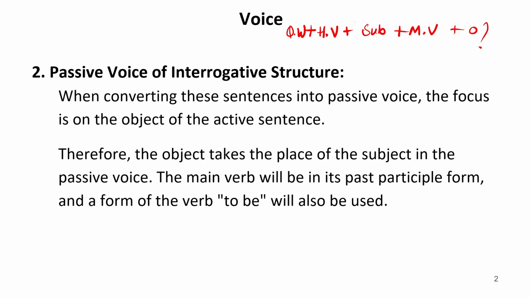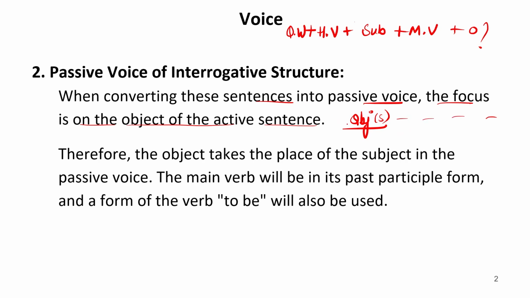Now, whenever we convert this sentence into passive voice, there are certain things that should be kept in mind. First of all, the structure should be interrogative only after the conversion into passive voice. The second thing, the main focus is the object of the sentence. When converting these sentences into passive voice, the focus is on the object of the active sentence. This we know well, that we have to take this object to the subject place. So this is the subject place, there we should have an object, and after that the rest of the sentence.